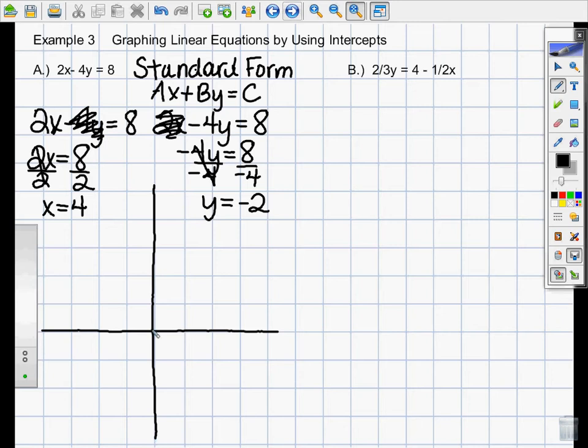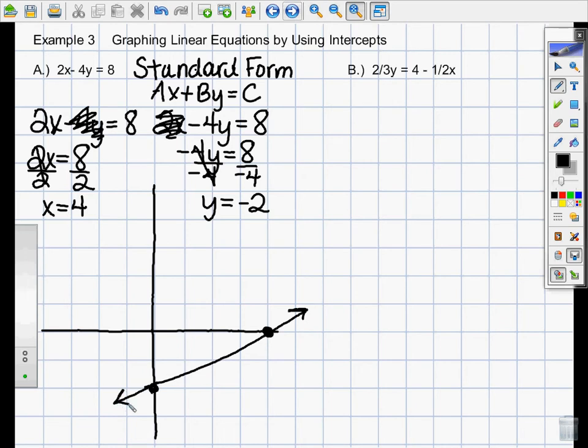Here we are at the origin, and we're going to go over to positive 4. Here's 1, 2, 3, there's 4. Make yourself a nice, dark, heavy dot right on positive 4. Now let's go to the y-axis and find negative 2. I'm going to go down to negative 2 and mark it. You only need 2 points to form a line, so there are my 2 points. I am going to draw my line through those 2 points.